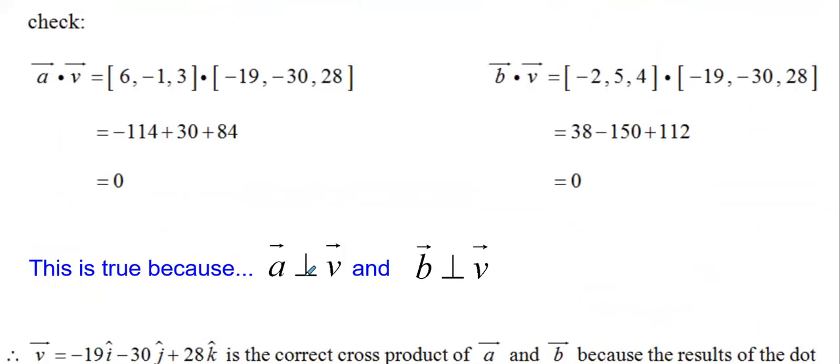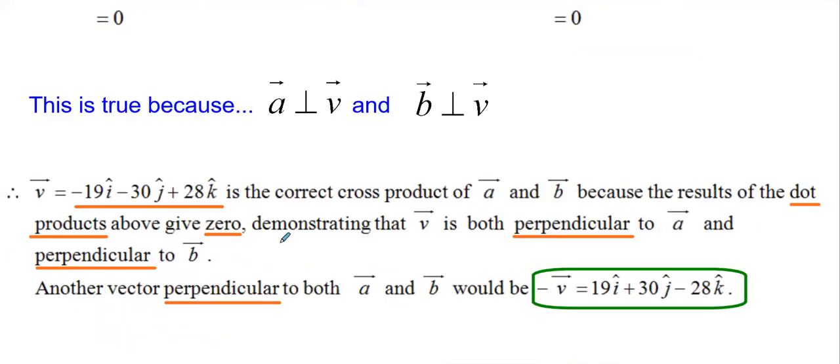Now, interestingly enough, another vector that could have been obtained instead of the one that we found is a vector pointing in the opposite direction. It'll still be perpendicular to A and B, but it'll be opposite. So -v is also a possibility for an answer. Okay, so that is something to keep in mind when you're dealing with cross product, is there can be more than one answer.